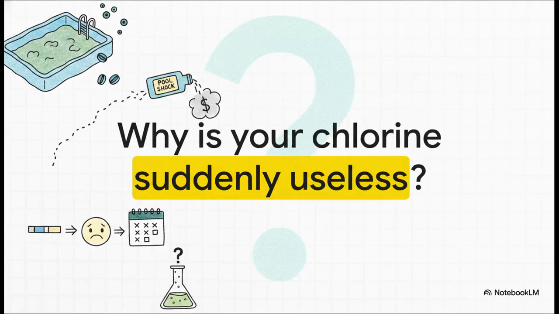Let's start with a scenario that literally plagues almost every pool owner at some point. You know the drill. You're testing your water, it's looking a little cloudy, maybe turning a bit green, so you dump in some expensive chlorine or shock. But days later, crickets. Nothing happens. It's like you just poured plain tap water in there. So you gotta wonder, why is your expensive chlorine suddenly doing absolutely nothing to sanitize your pool?